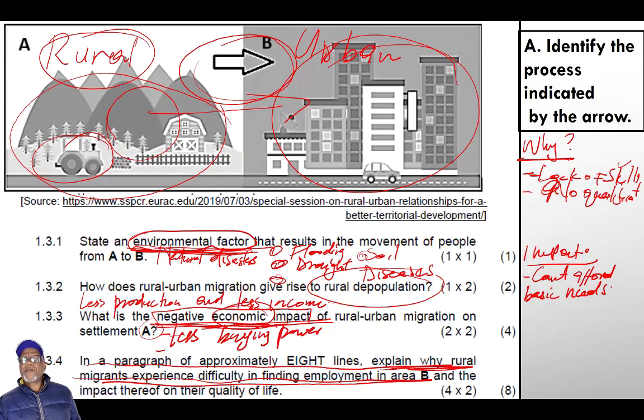No qualifications. Remember, this is one of the push factors. One of the push factors was that in rural areas the quality of education is low, which means people will not have qualifications. If they do not have qualifications, that is why they are not going to get jobs. And now, how will that affect them?